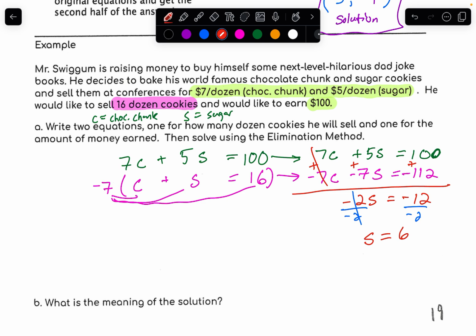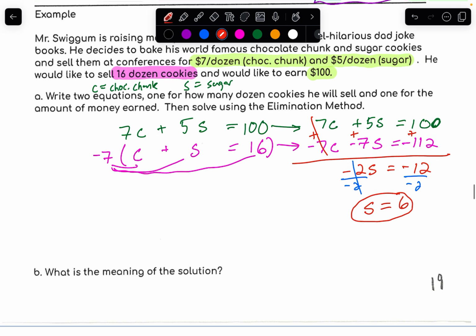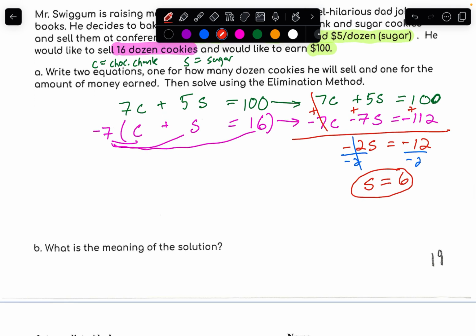Okay? So I know I'm going to have 6 dozen sugar cookies. So if you just think logically about that, how many dozen will we have left? Well, if we think about the fact that we have a total of 16 dozen, then 10 plus 6 would be 16, right? So if we took this equation right here, C plus S equals 16, and now I know that my S right here is 6. That means we have C plus 6 equals 16.